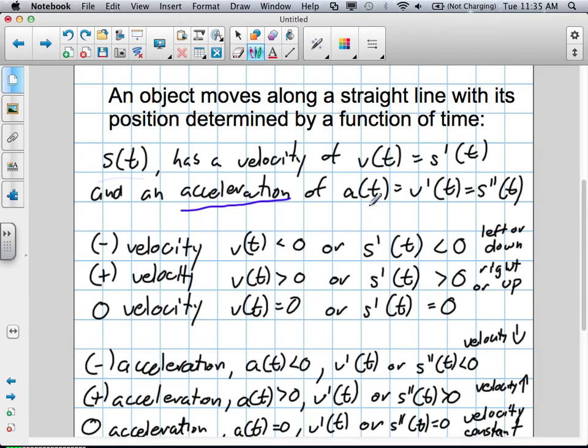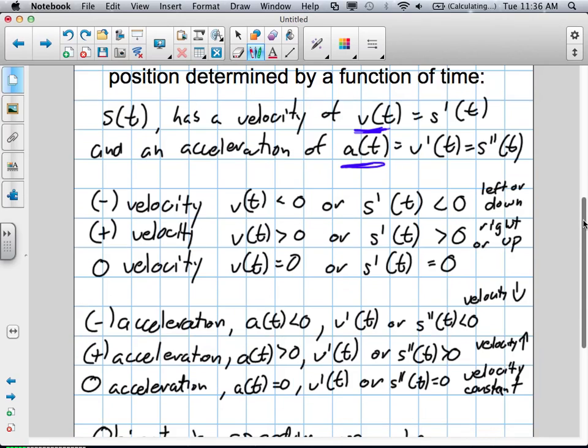Acceleration of an object is denoted by a of t. Makes sense. A in terms of time is acceleration in terms of time. Velocity in terms of time is v of t. Our acceleration is equal to the derivative of our velocity, or the second derivative of our position along a straight line. Either of those are equal. So let's say we are trying to find the velocity. We find the derivative of our function. That gives us v of t. And then we derive that function to find the acceleration, or the function for acceleration.